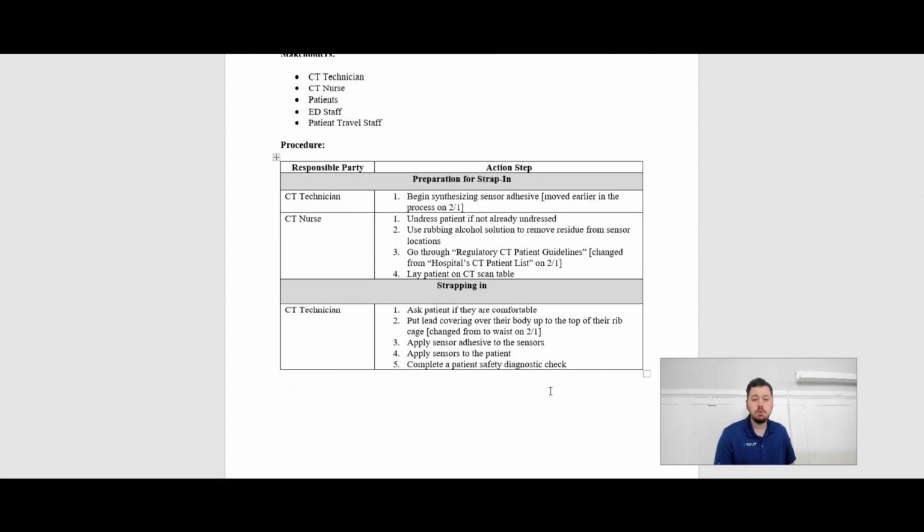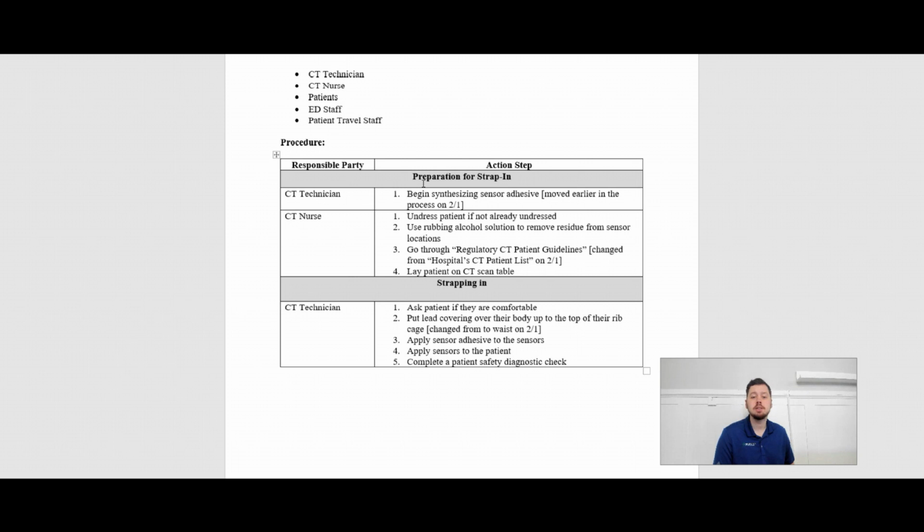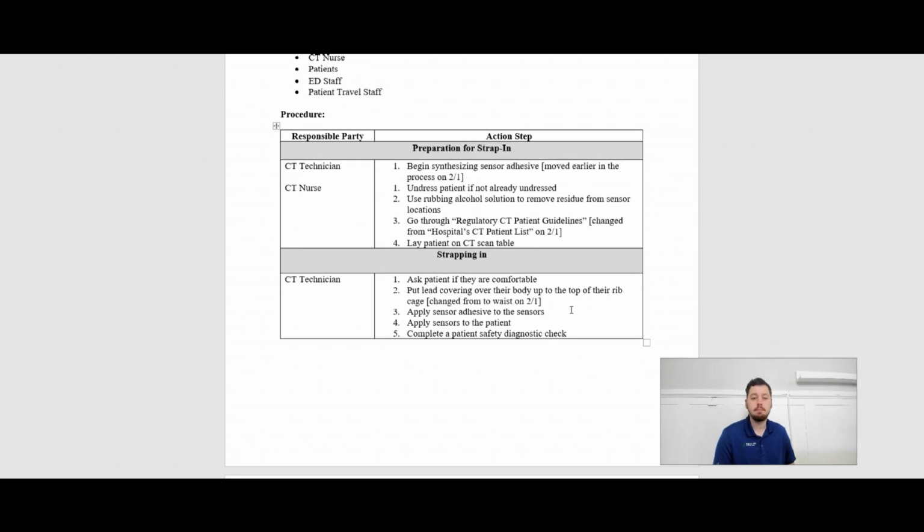And then we separated the process into two parts, preparation and then the actual strapping in. And you can see that there's a little adjustment here. This actually wasn't a process improvement in terms of throughput. It was a process improvement in terms of patient safety. So process improvement doesn't necessarily mean just throughput time or efficiency. It can also mean patient safety. It can mean a whole lot of other things.